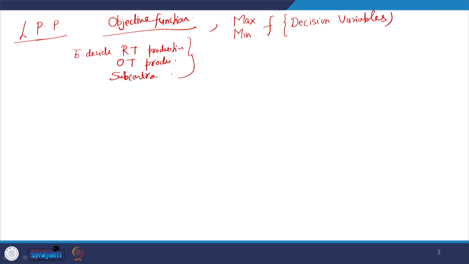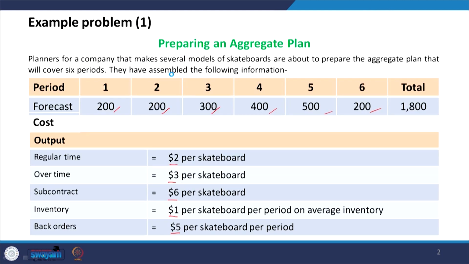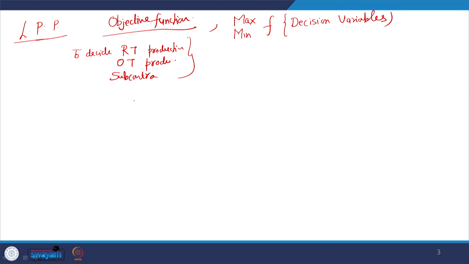Then, 2 more things were given to us, inventory and back order. Minimize the cost of inventory and minimize the cost of back order. So, these are the 5 important things about which we need to develop a comprehensive expression, and the cost of that comprehensive expression should be minimum.